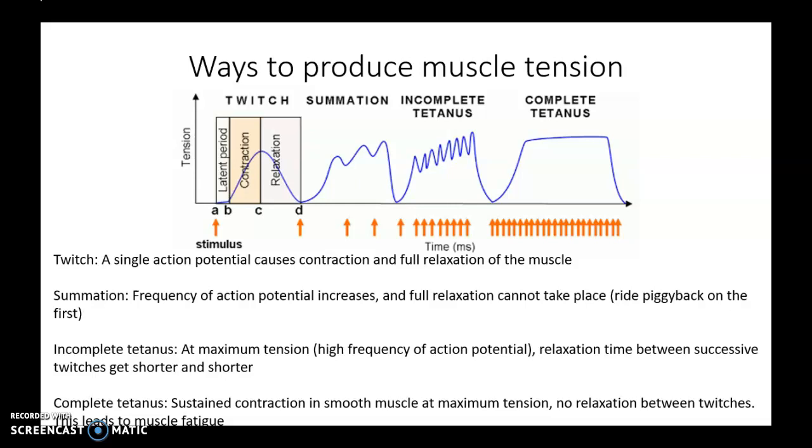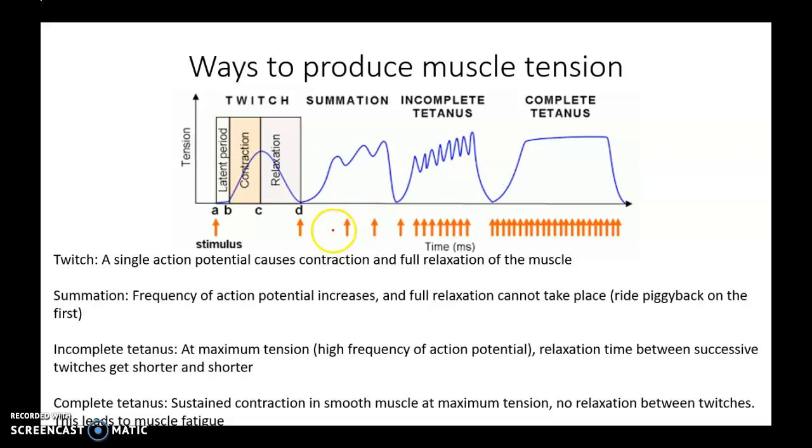Okay, then we have summation. Summation is when, let's say there is a twitch, but the muscle has not relaxed yet. So if a second electric shock is delivered before the muscle has had a chance to fully relax from the first twitch, the second twitch will kind of piggyback on the first, and this is called summation. So summation is when the frequency increases.